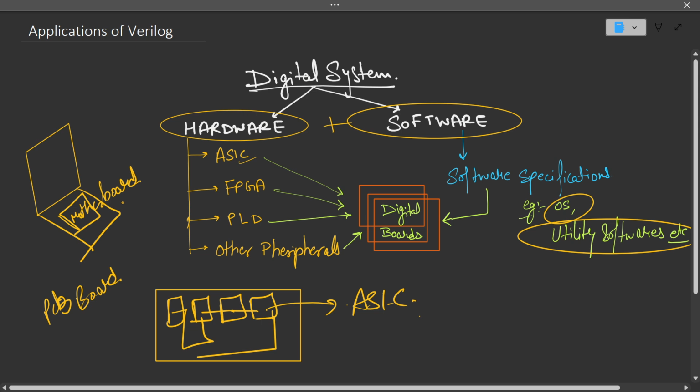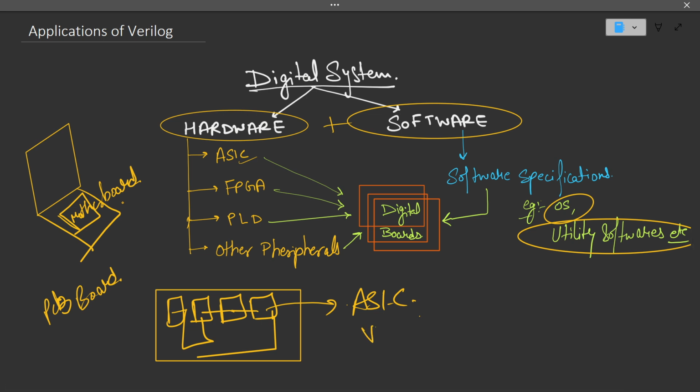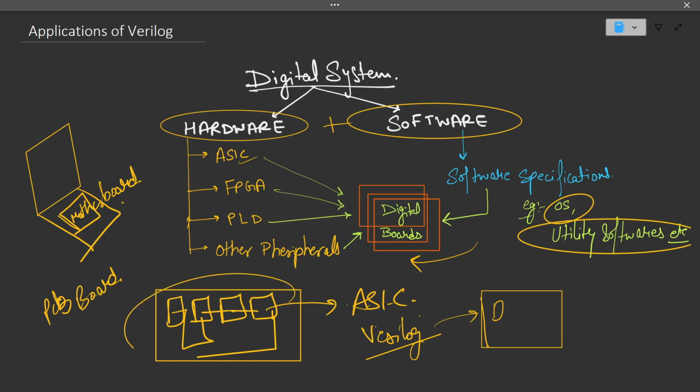These ICs are being designed using Verilog language, and then these ICs are put onto digital boards. On digital boards, the software is installed on this motherboard, then these ASIC ICs are installed. So this combination of them both makes this digital system work.